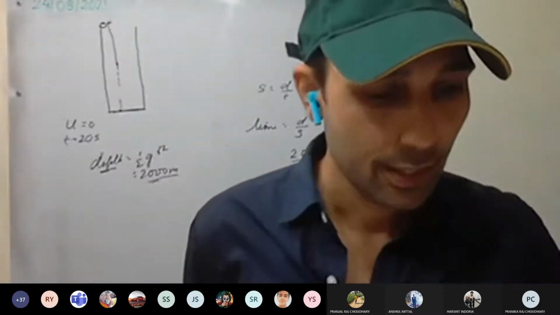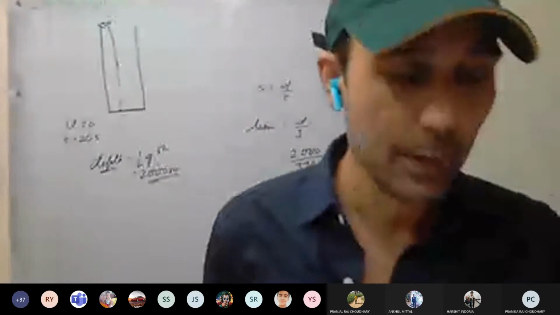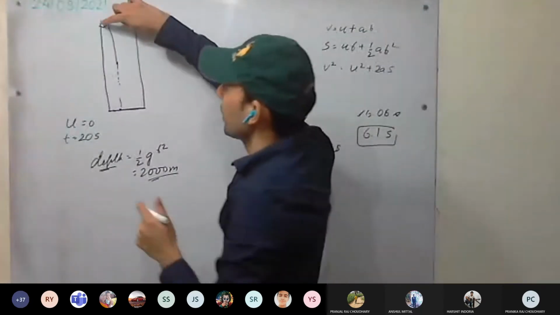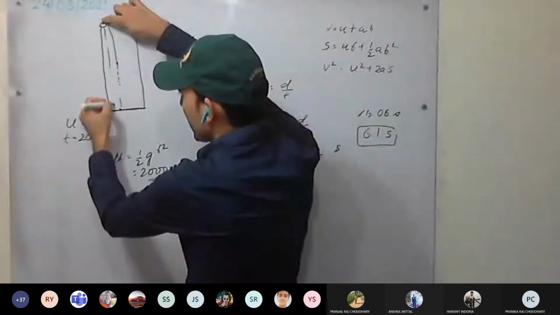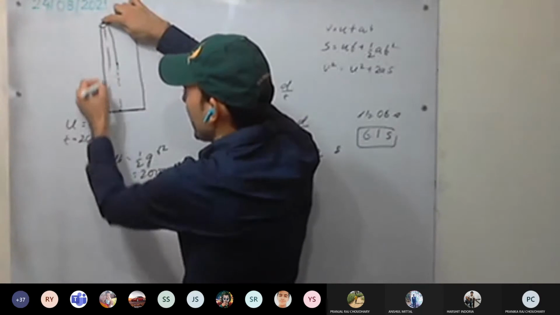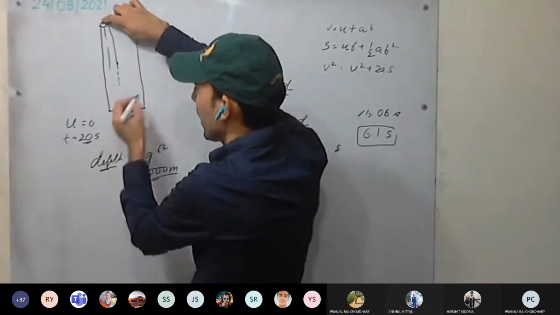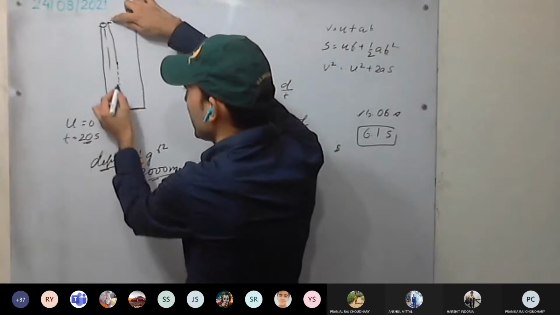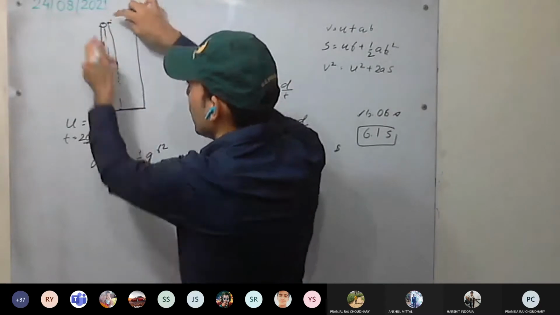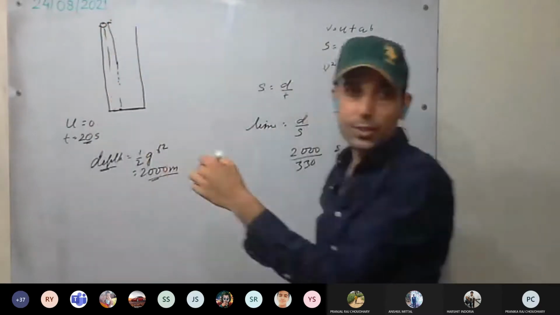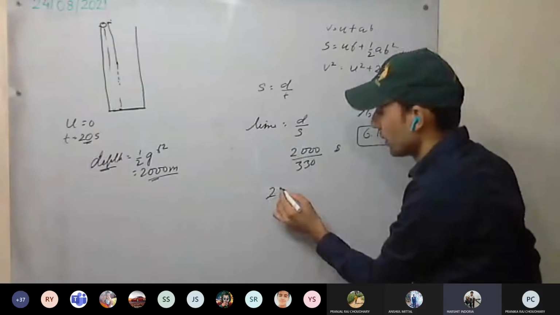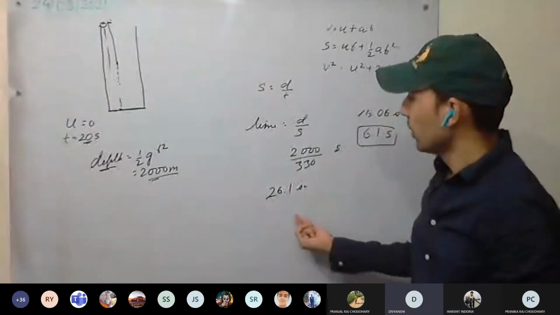Now the question, see here: time when the echo is heard after the pebble is dropped. After the pebble is dropped, it means we have to add the time the pebble takes to reach the surface. How much time? 20 seconds. Now after this, the echo will take how much time? 6.1 seconds. So total time taken will be how much? 26.1 seconds.